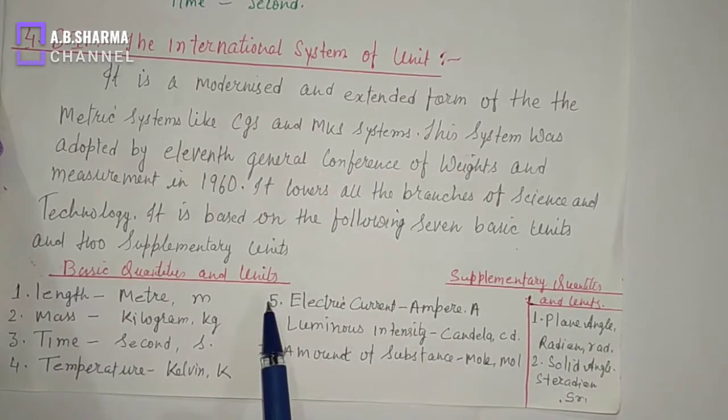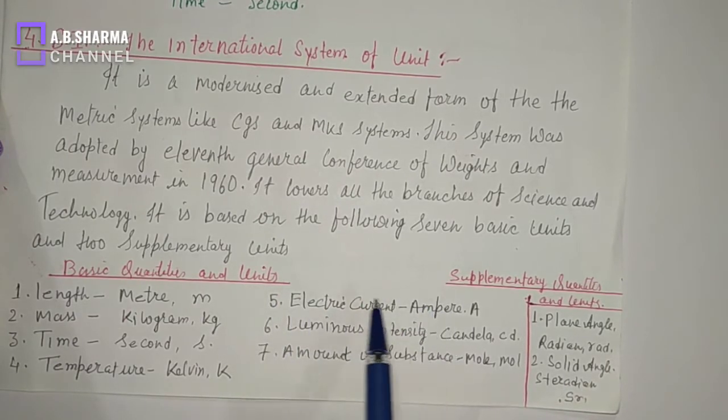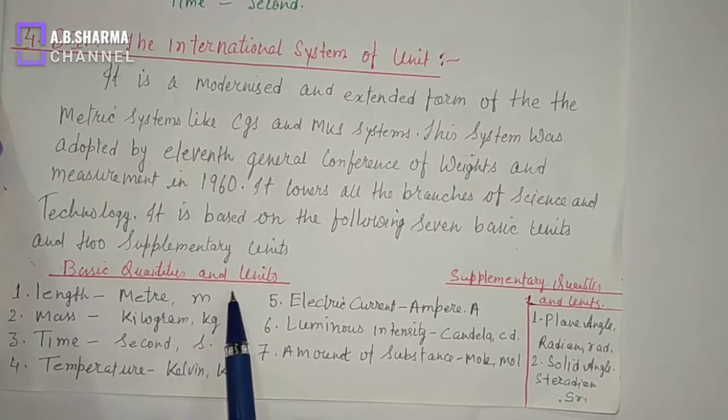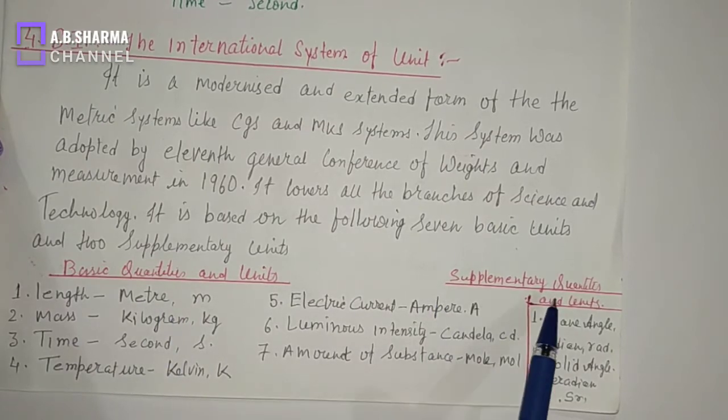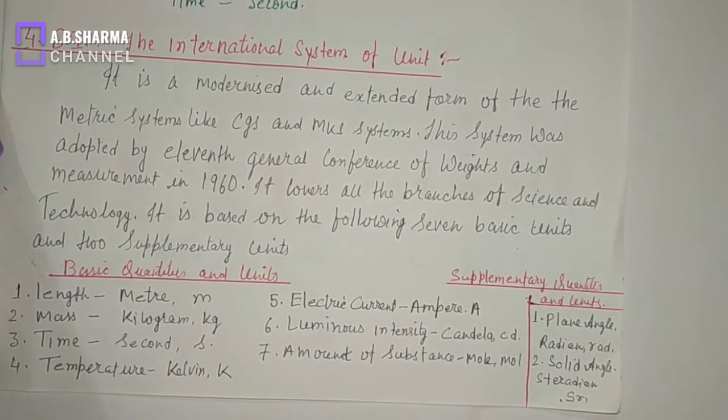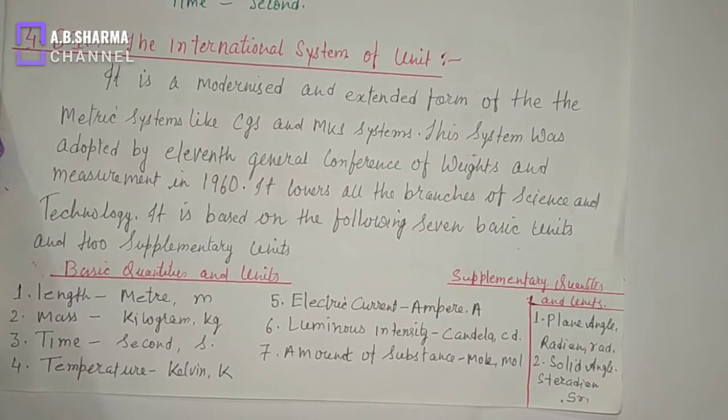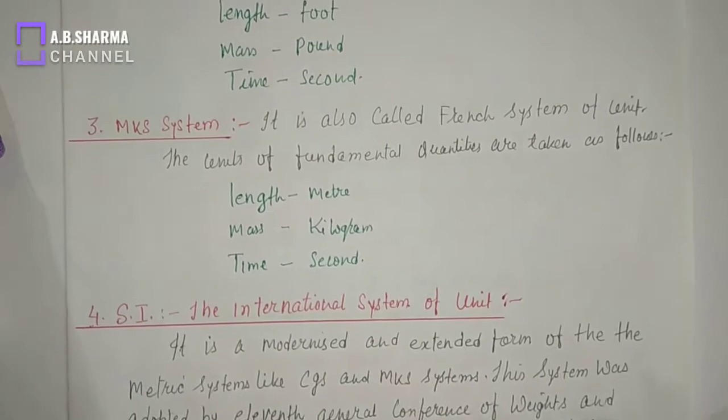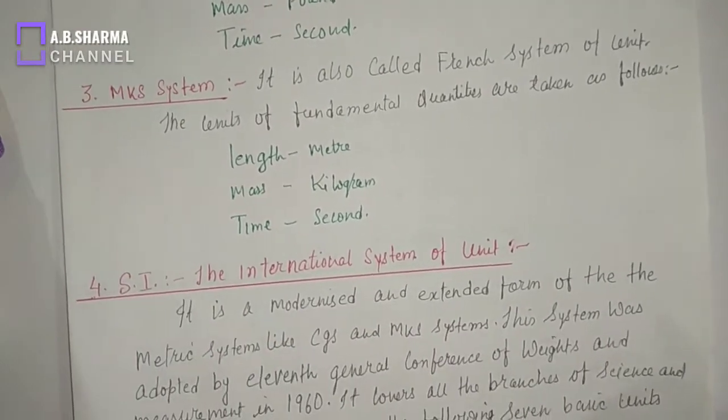Along with the basic quantities we have 2 supplementary quantities as well, and the units of these supplementary quantities are radian for plane angle and steradian for solid angle. These are the systems of unit. Now we will see the next part.